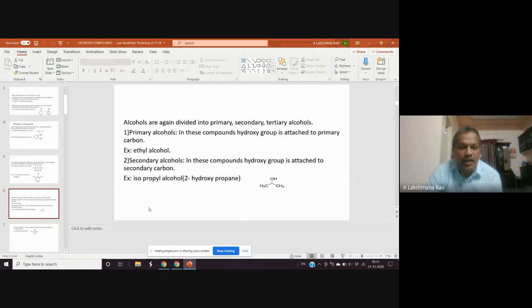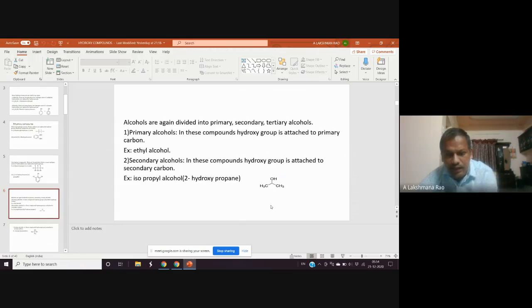Next one, secondary alcohols. In secondary alcohols, the hydroxy group is attached to a secondary carbon. What is secondary carbon? Secondary carbon is one which is attached to two other carbon atoms. So now we are taking an example for the secondary alcohol, that is isopropyl alcohol. In this isopropyl alcohol, the OH group is attached to this carbon. This carbon is a secondary carbon. That means this carbon is attached to two carbon atoms.